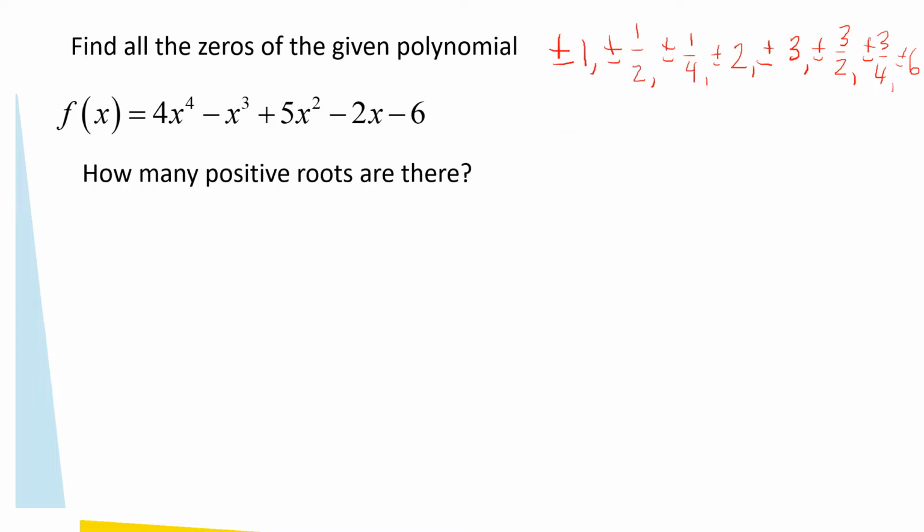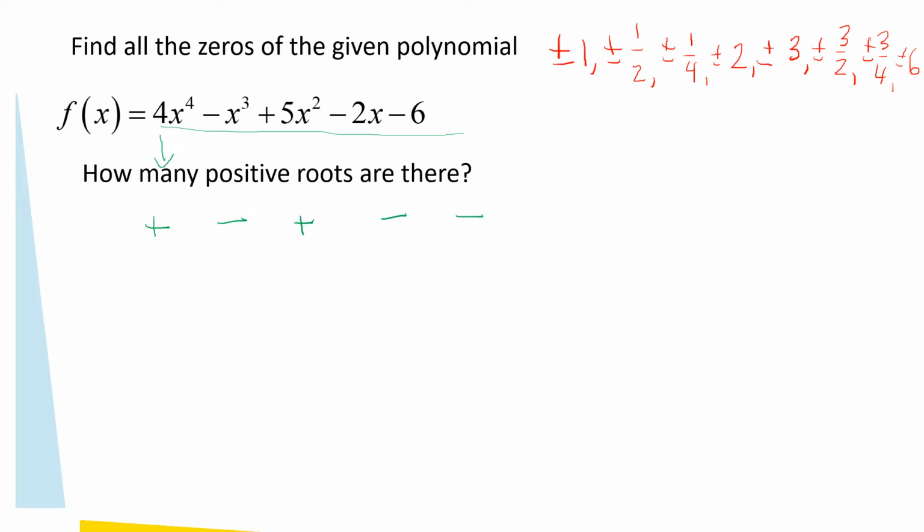Now, when we apply Descartes' rule of signs, it's going to tell us how many possible positive roots there are and how many possible negative roots there are. So how do we do this? Positive roots. What we're going to do is write down whether each of these terms is positive or negative. So 4x to the 4th is positive. Negative x cubed is negative. 5x squared is positive. Negative 2x is negative. And negative 6 is negative.